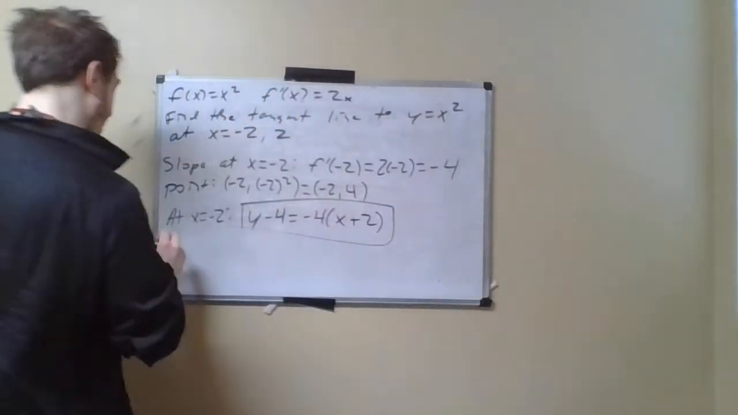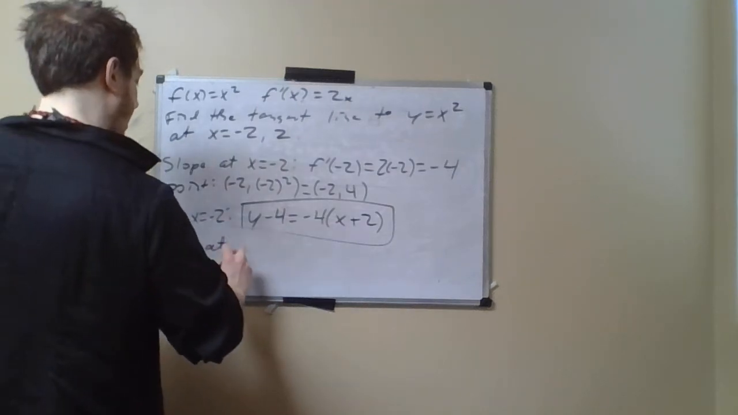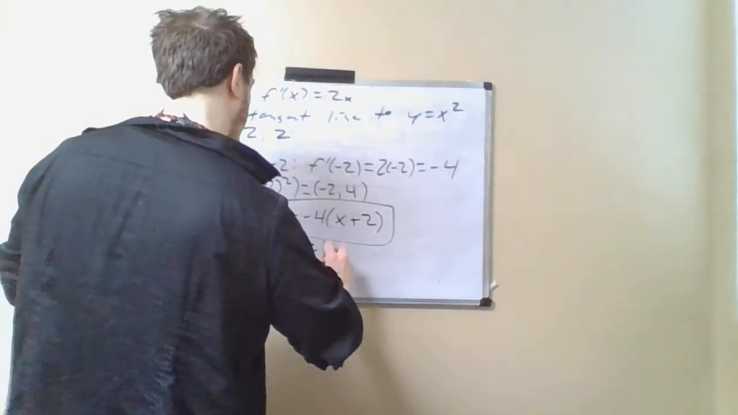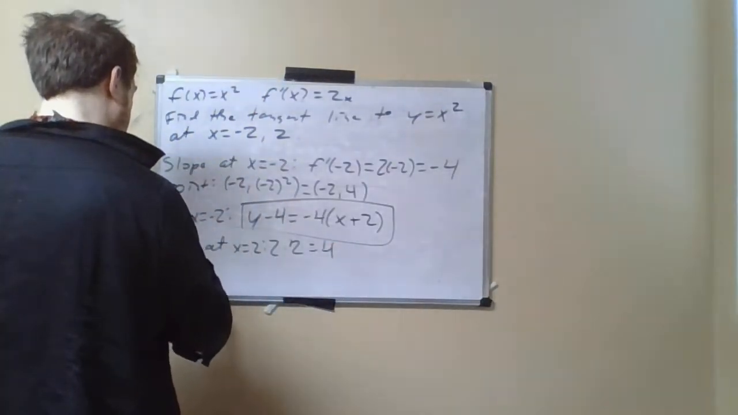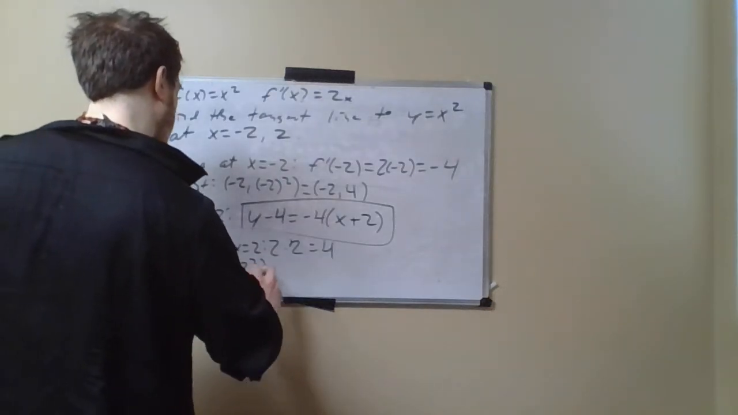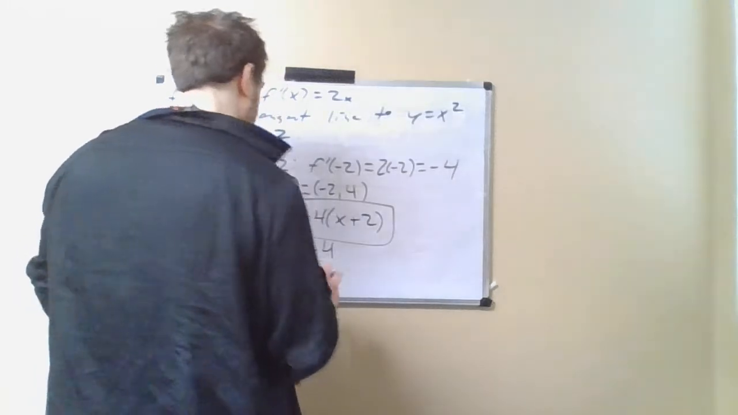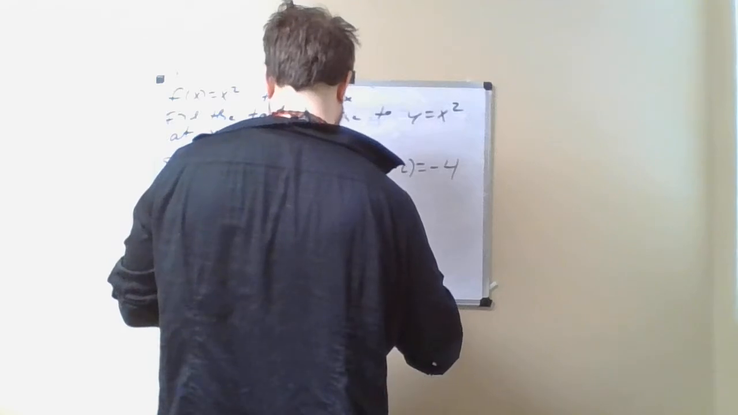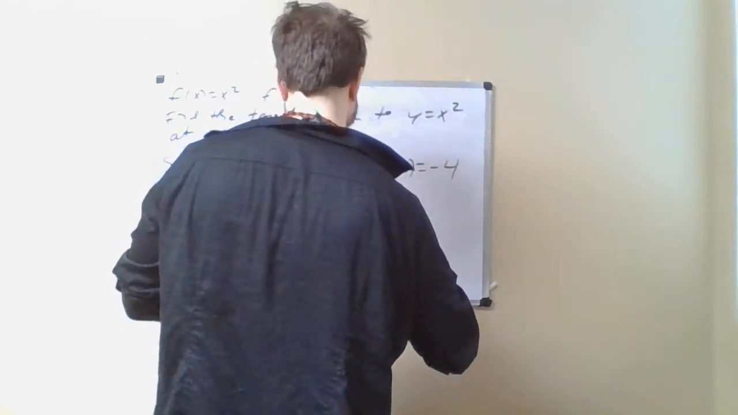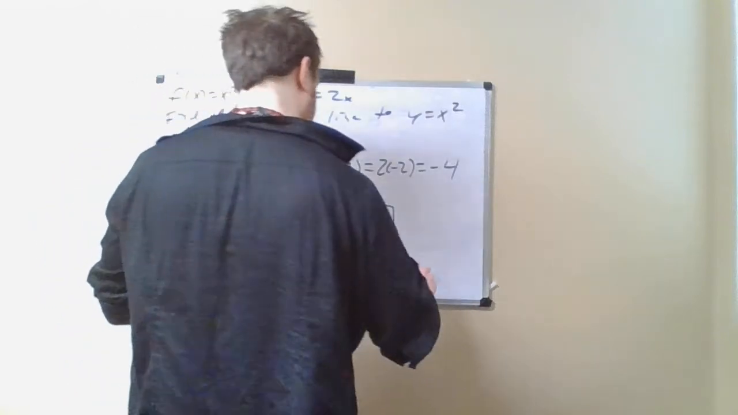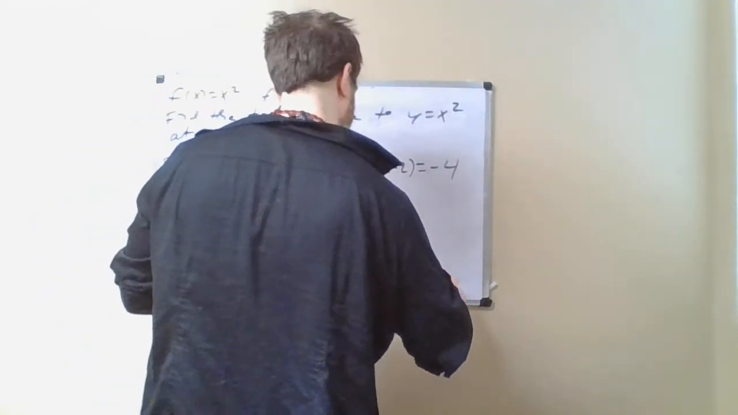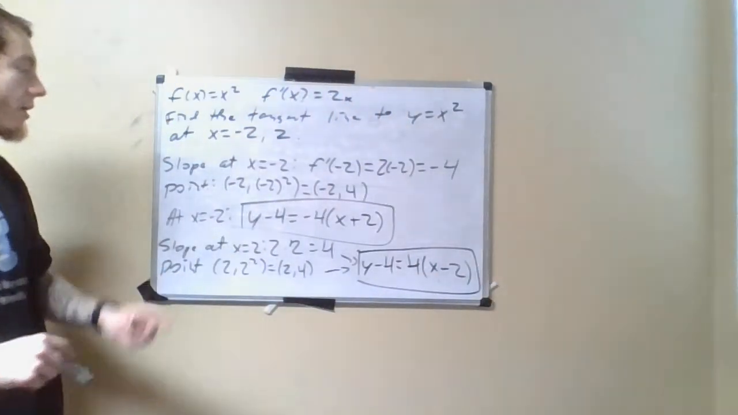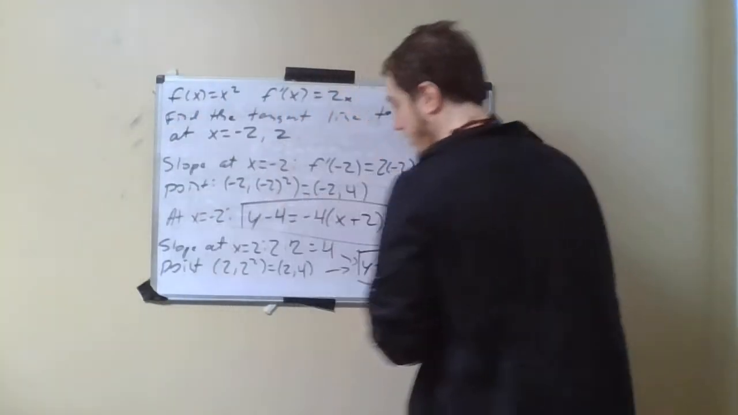So for example, I can now say the slope at x equals positive 2 is just going to be 2 times 2, which is 4. The point is, of course, going to be 2 comma 2 squared, which is equal to 2 comma 4. And therefore, the line that I'm going to get is y minus 4 is equal to positive 4 times x minus 2. There we go. So this is going to be the tangent line when x equals positive 2. Let me just make sure I got all the signs correct there.